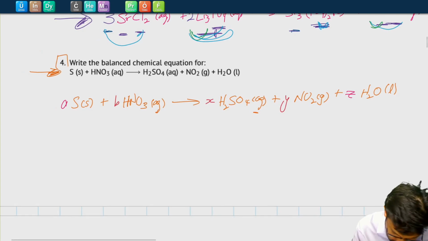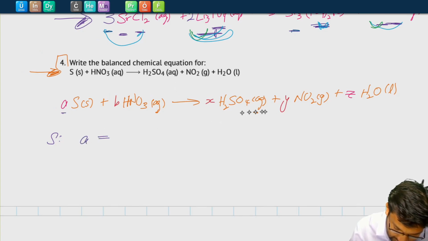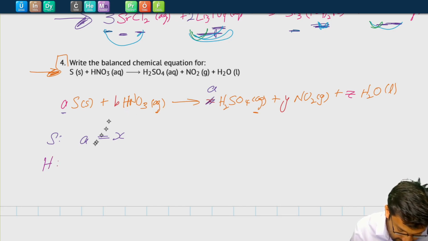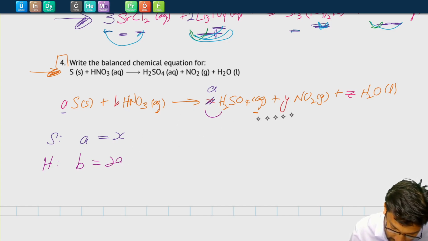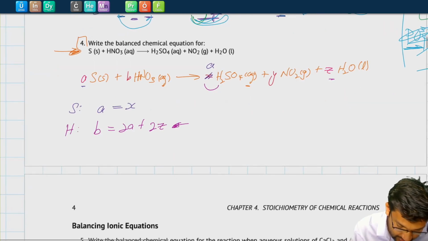Okay, so let's look at sulfur to start with. On the left-hand side, we have a number, and on the right-hand side, we have x number. So a and x should be equal, so let's set this to a. Let's pick a different element. Let's look at hydrogen. On the left-hand side, we have b, and on the right-hand side, we have 2 times a, so 2a, and 2 times z, or 2z. We can't simplify anything here because there are 3 unknowns, so let's keep that as is.